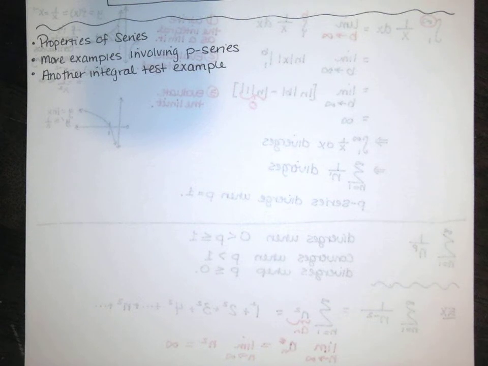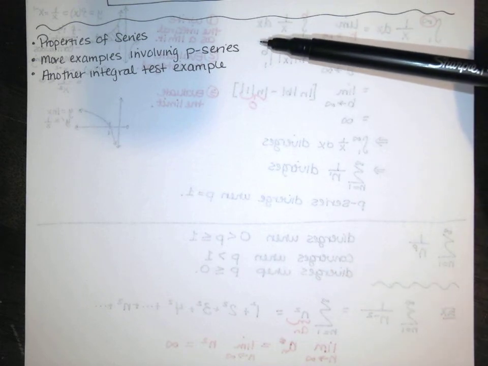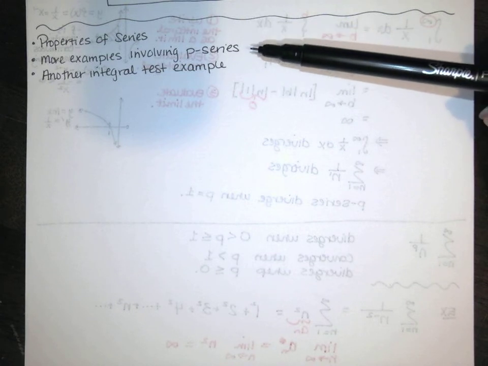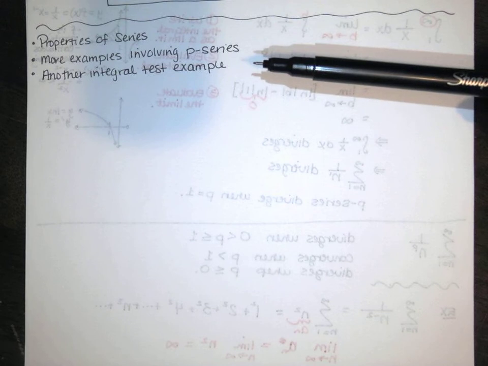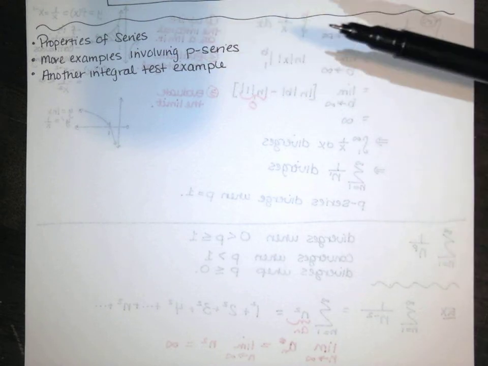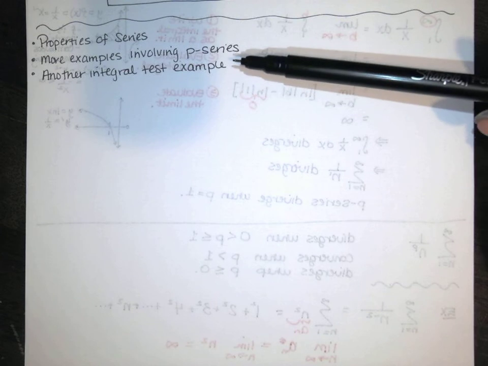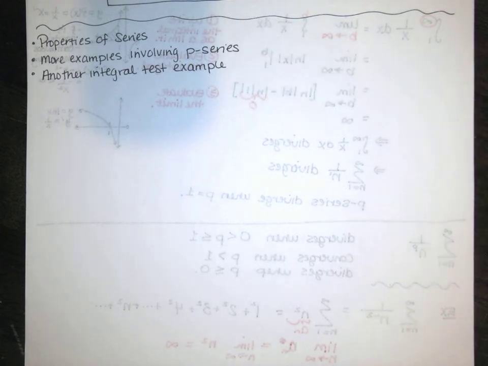Welcome back, guys. In this video we're going to discuss a few properties of series and then we will look at some examples where we're determining whether series that involve p-series converge or diverge, using what we talked about in the last video with p-series and then adding in those properties of series that we're about to talk about. Then if we have time, we'll do another integral test example so that you've got at least 2 in your notes from the videos.